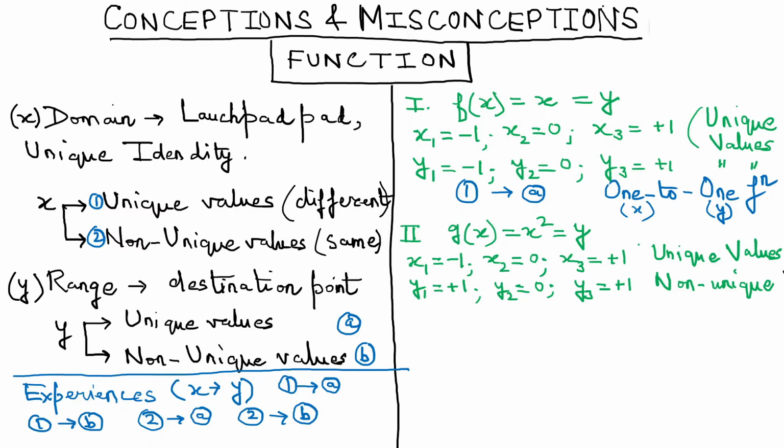Which kind of an experience is this? The experience is a very obvious one, which is the domain values are different, but the range values are not. And such a function is known as a many-to-one function, wherein you are taking many values of x, but you are getting a single value of y.